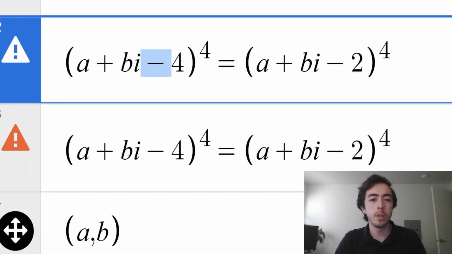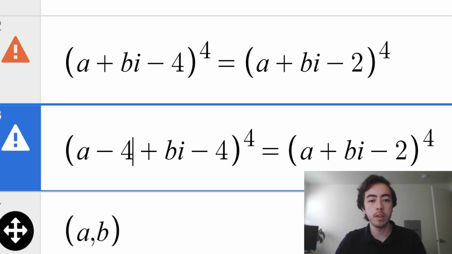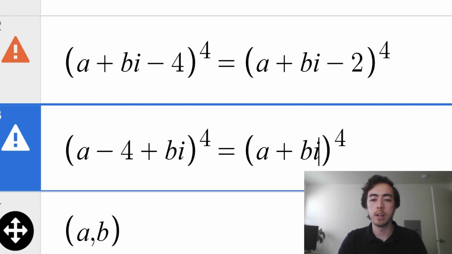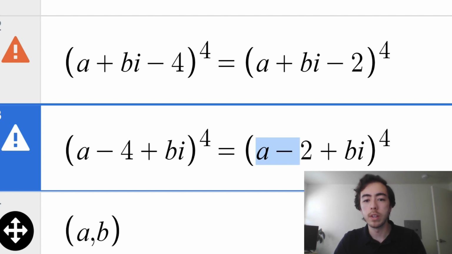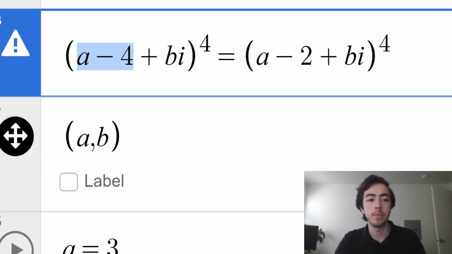So this minus 4 doesn't have any imaginary component attached to it, so really we're just subtracting the 4 from that a value, and then the bi just kind of stays the same. Same thing over here. This minus 2 would only affect the real value of my complex number, not the imaginary part. So we could just move that minus 2 over here. And so both of these should have the same distance from 0 if we have any hope of these two things actually being equal to each other.